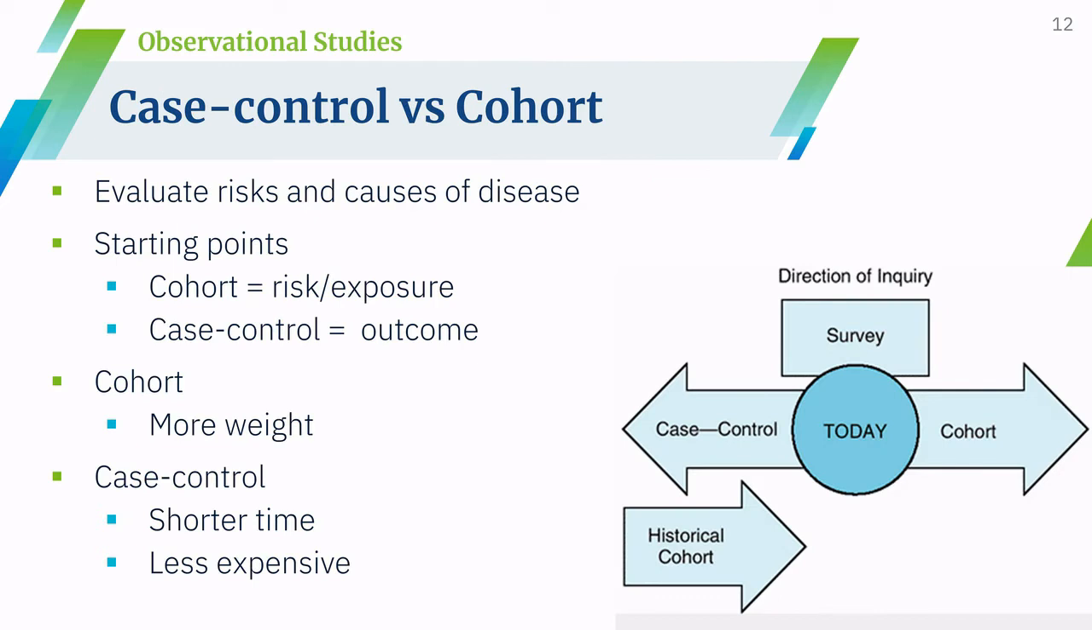Both case control and cohort studies evaluate risks and causes of disease, and the design an investigator selects depends in part on the research question. Generally speaking, results from a well-designed cohort study carry more weight in understanding a disease than do results from a case control study. A cohort study starts with a risk factor or exposure and looks at consequences. A case control study takes the outcome as the starting point of the inquiry and looks for precursors or risk factors.